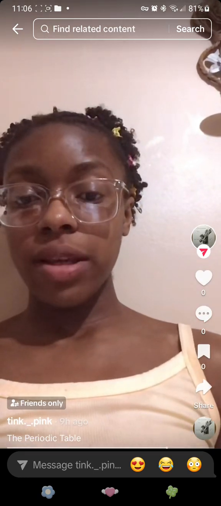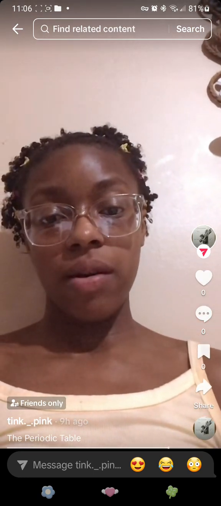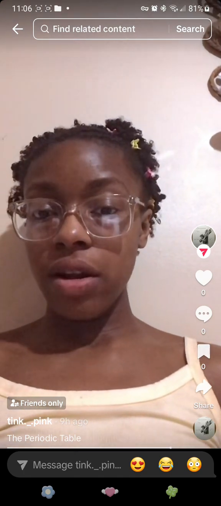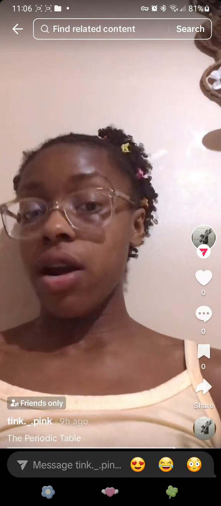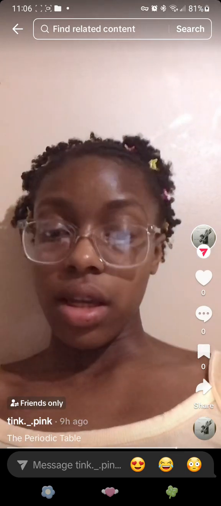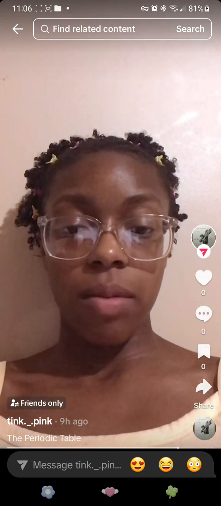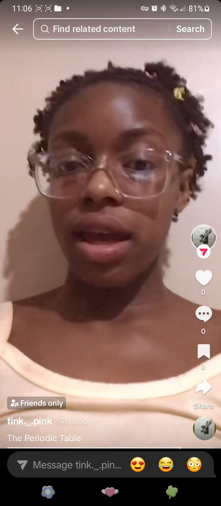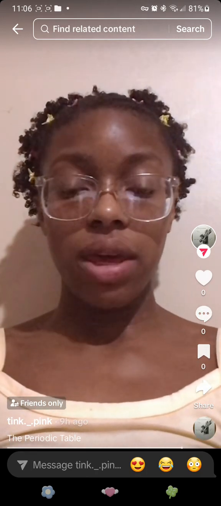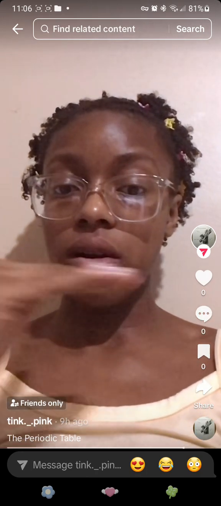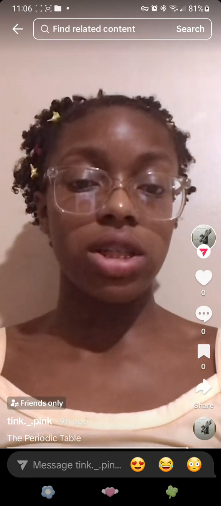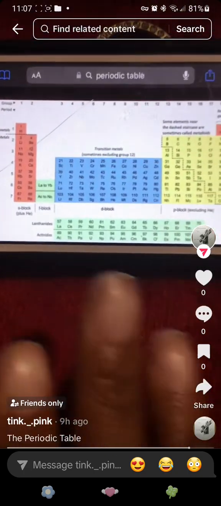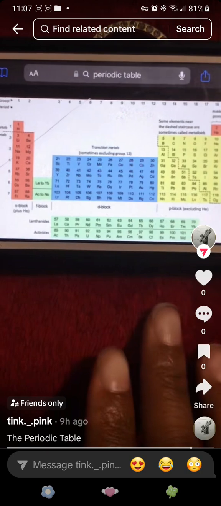So now that we've talked about the groups, let's talk about the periods. So as I stated earlier, the periods are horizontal, and there are 7 of them. And each of them increase by atomic number. And elements that are within the same period, or elements that are on the same row, all have the same amount of electron shells.